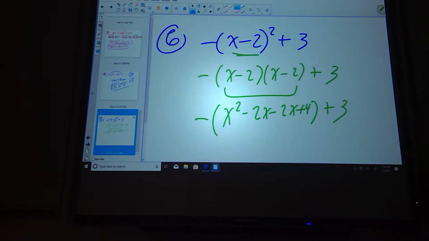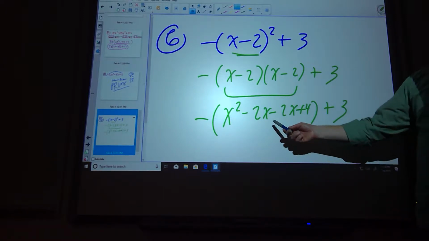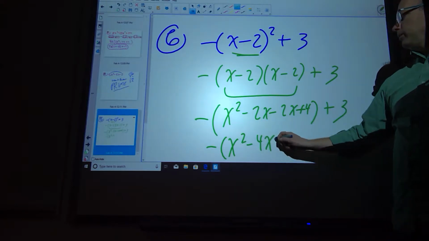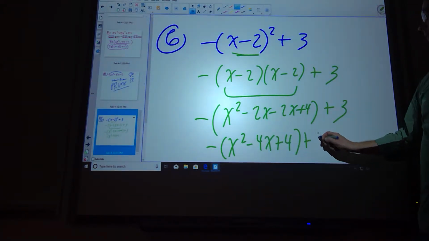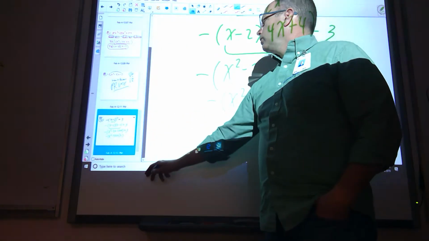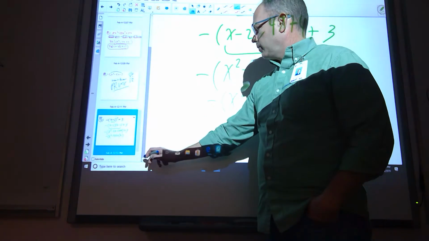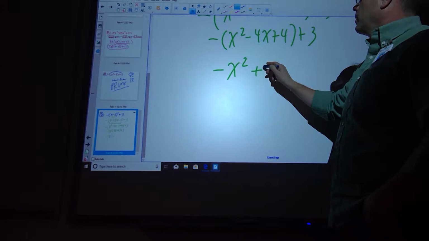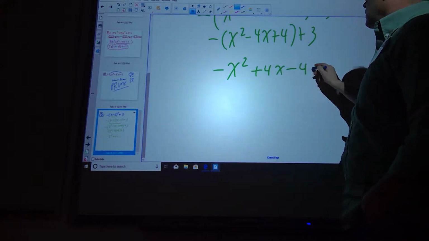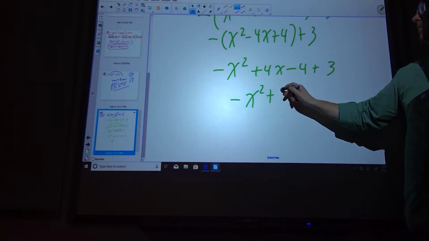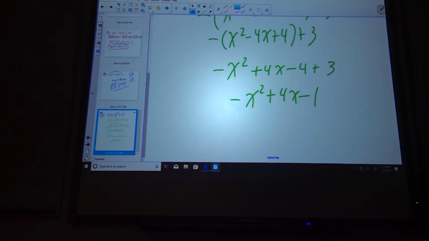Is that okay? Good. Combine like terms. I ran out of room. So then I'm going to distribute that negative. Combine those like terms. Done.